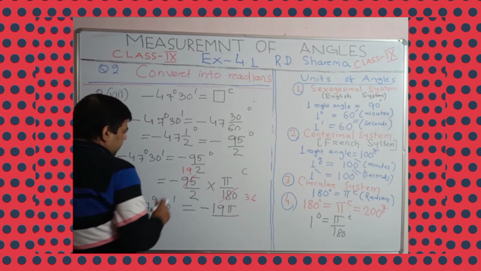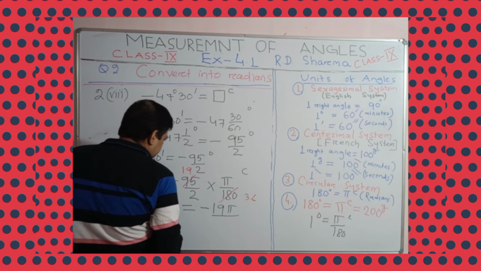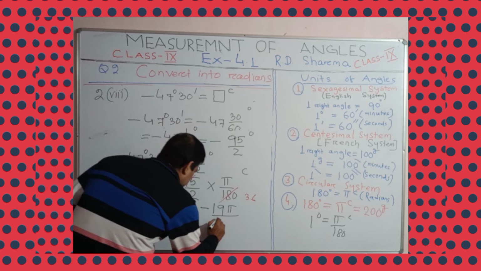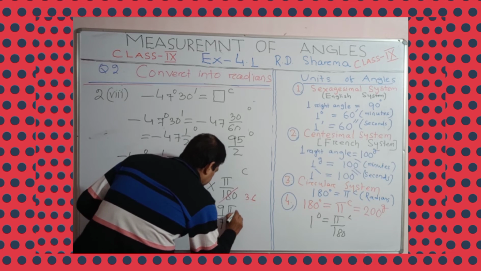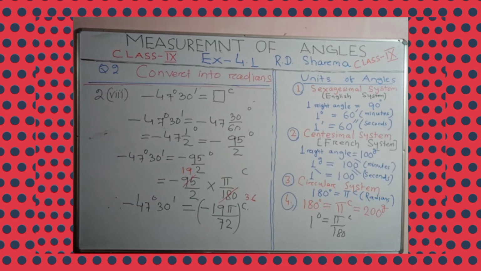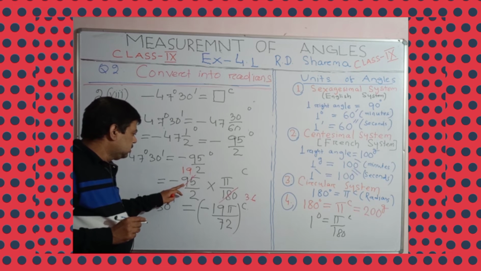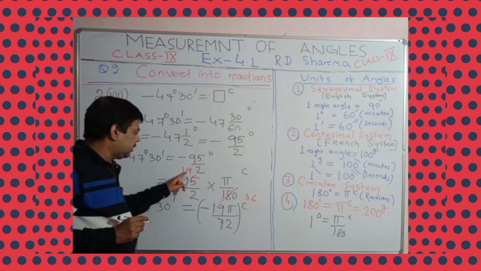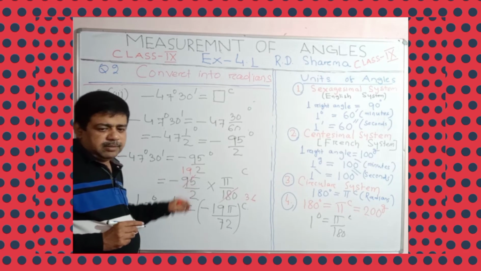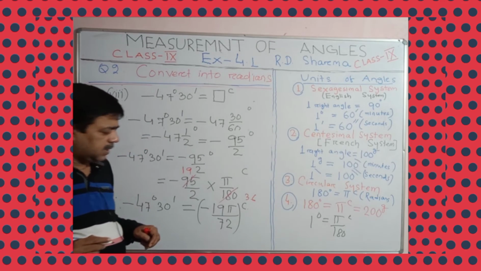Minus 19 into pi, minus 19 pi, 36 into 2 is 72. Okay, what? Radian. So minus 19 pi by 72 radian. So here was a mistake in the calculation. Just to rectify your calculation, here 95 was divided by 5, it will be 19, not 59. So check your calculation if it is a mistake.